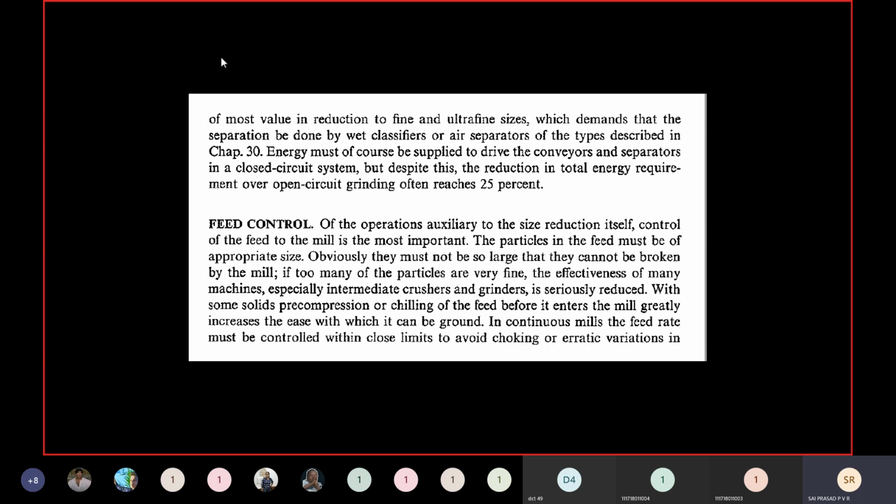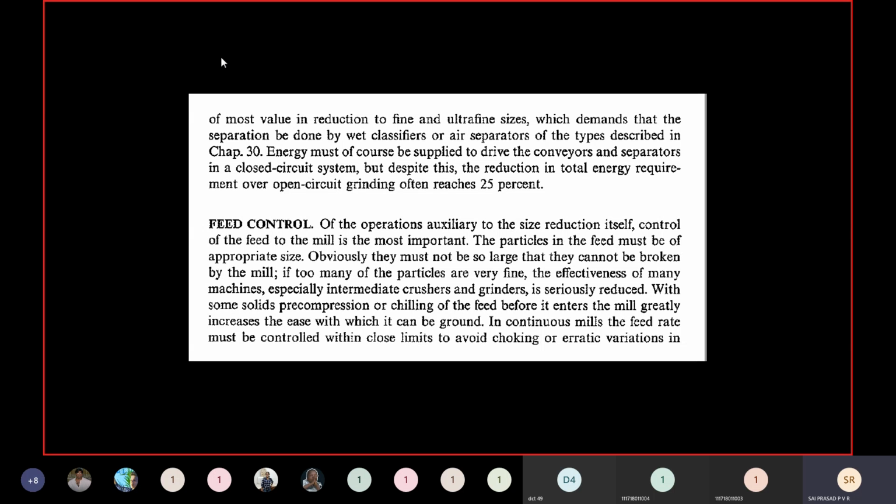If too many of the particles are very fine, the effectiveness of the machine, especially intermediate crushers and grinders, is seriously reduced, because we are giving energy and the particles are simply passing through without taking any blows, because their sizes are very small. The V shape is not at all coming into contact with the solid particle. Then it is waste. So the feed should not have very large particles, and it should not have very small particles. The feed should have an optimized particle size, as specified by the crusher, so that we have crushing and our effectiveness is increased.